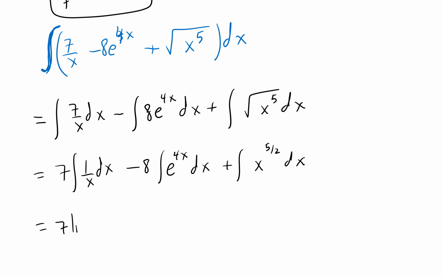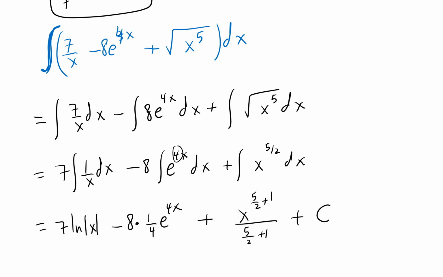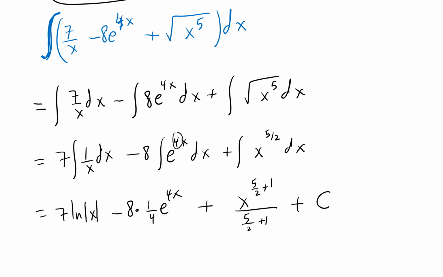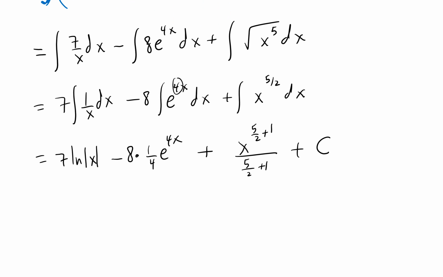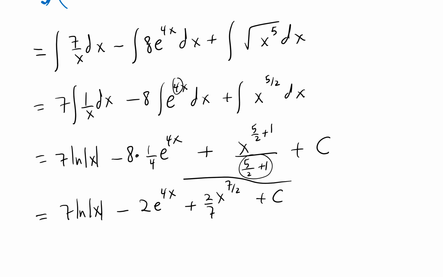The first one is natural log of absolute value of x. Next one, there's a 4 there, so you do 1/4 e to the 4x. This one, you have to add 1 and divide by the same number, plus c. Don't forget the plus c. This stays the same. This is 2e to the 4x. 7 halves here, and there was 7 halves in the denominator, so it becomes 2 sevenths plus c.